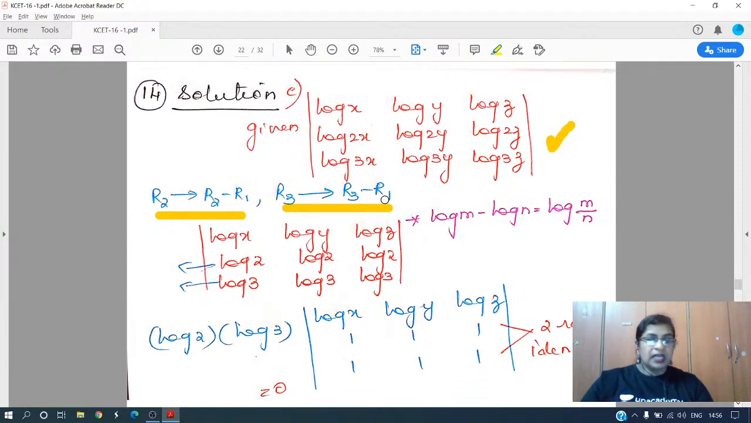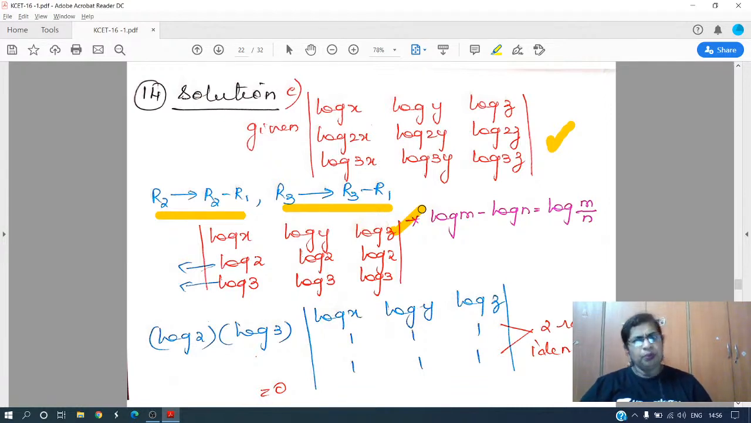That means the second row is going to change. And the third row is going to change. I have to follow the order which I have written. That means, see here, is the first row going to change? No, the first row will remain the same. So I will be writing log x, log y, log z as it is. Okay, the first row is the same.